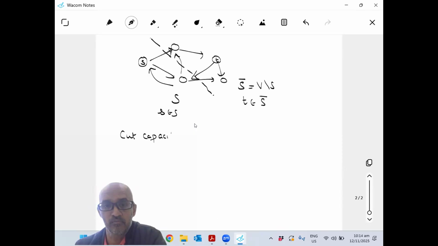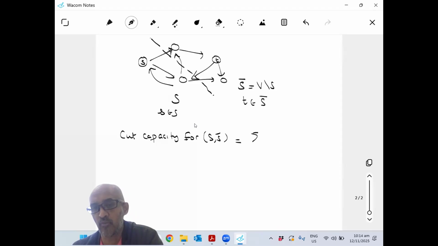A cut capacity is what? It's simply, for a cut (S, S bar), the sum of the capacities (u_ij) where i lies in S, j lies in S bar, and (i,j) is an edge in the graph. So for example, this is a forward going arc that contributes a positive flow.